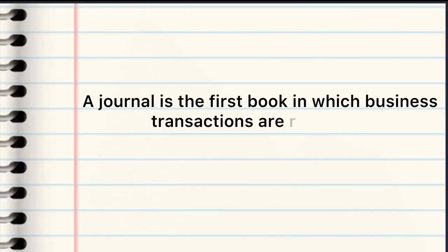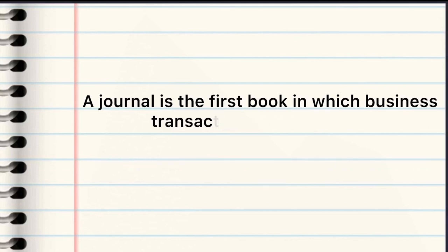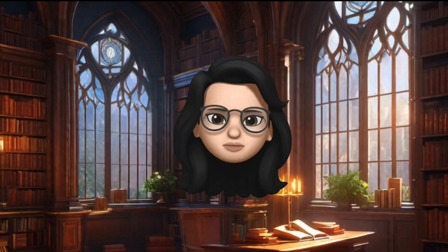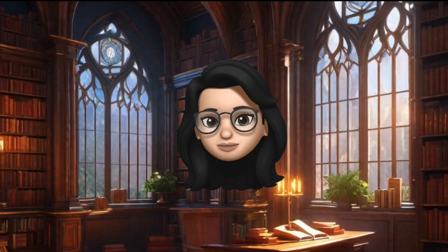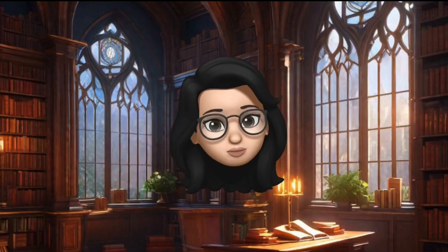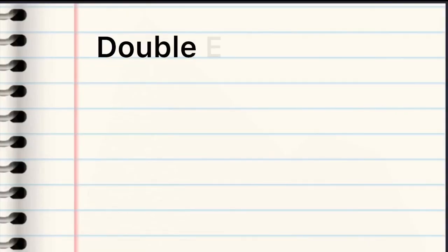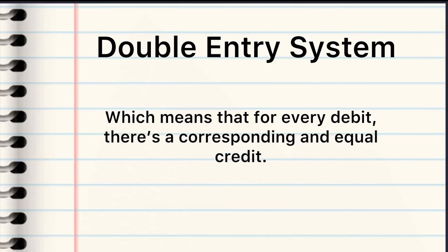A journal is the first book in which business transactions are recorded, and hence it's called the primary book of entry. We already learned the golden rules of accounting and a few more stipulations in a previous video. Revise them if you want to, there's no shame in relearning things. Here's a quick reminder of the golden rules of accounting. Remember that we follow the double entry system, which means that for every debit there is a corresponding and equal credit.